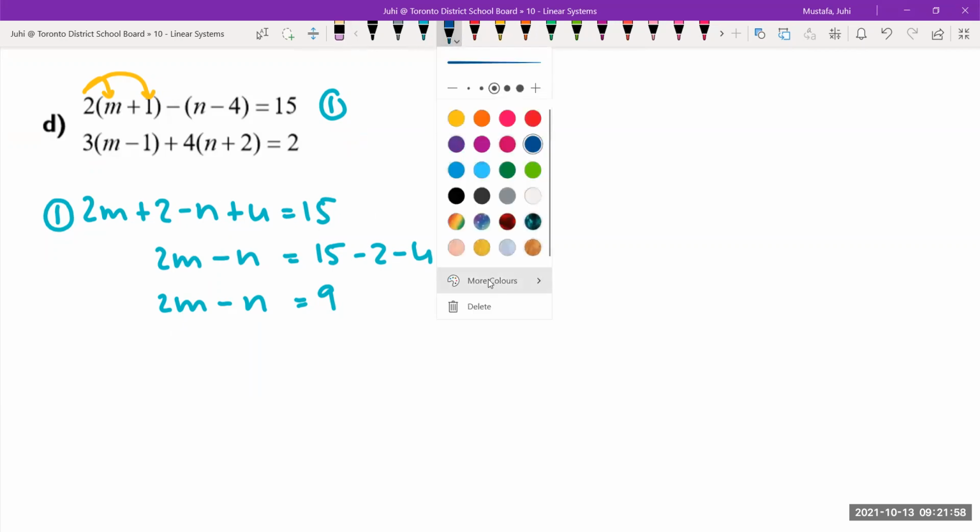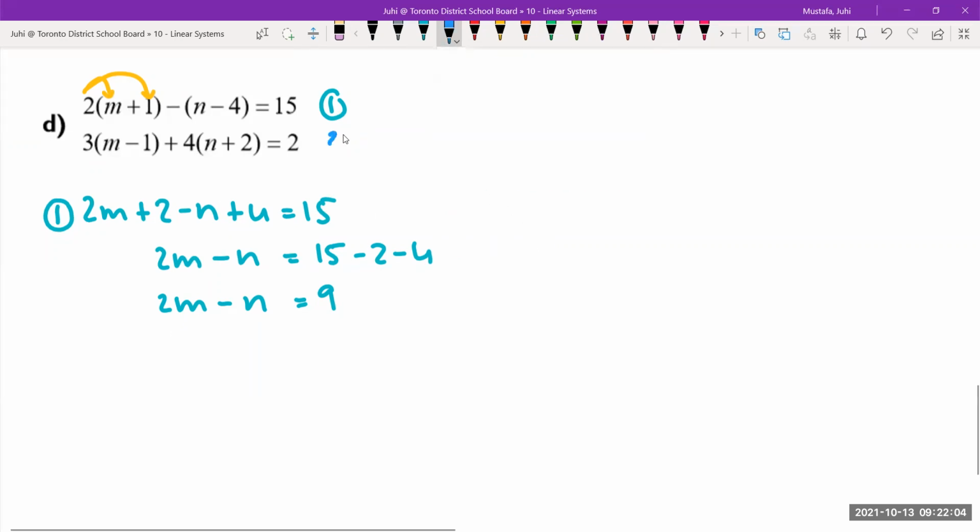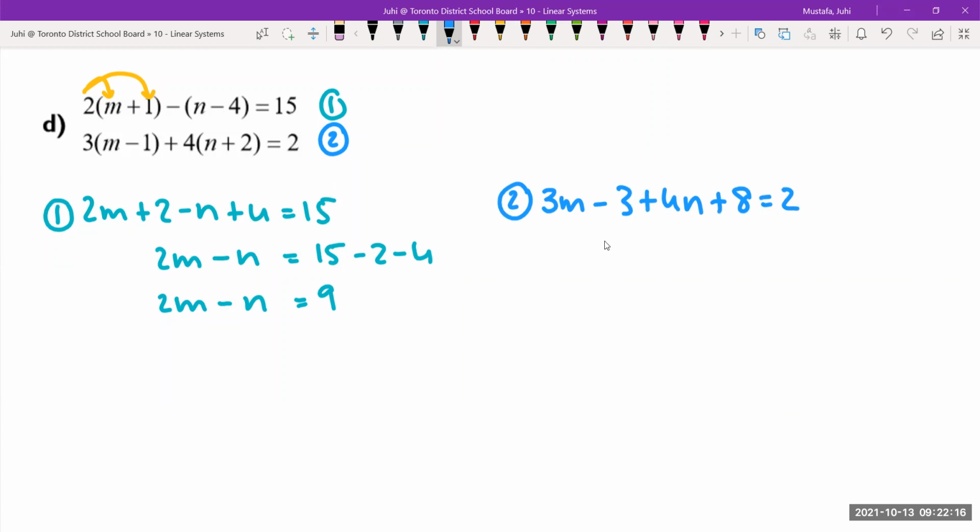I'm going to do the exact same thing with the second equation. Question? You solved it? I haven't solved it just yet. All I'm doing is I'm getting my equations ready.